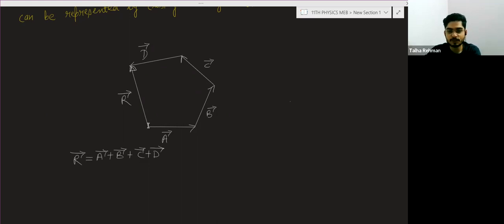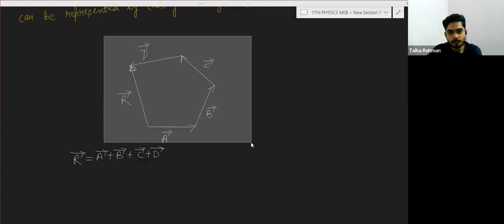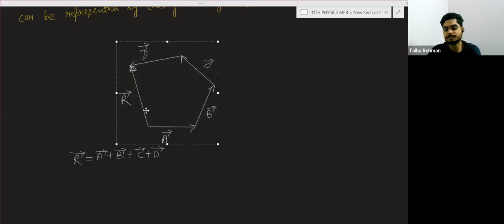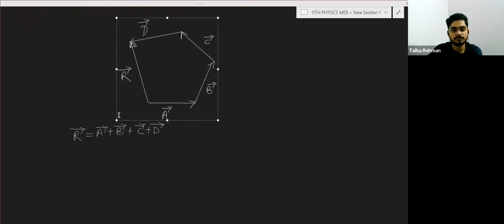then you have to join from the tail of the first vector to the head of the last vector, but in the opposite sense, or you can say the opposite order. Then this vector will represent the resultant of all these vectors. So polygonal law can be explained with the help of triangle law also.